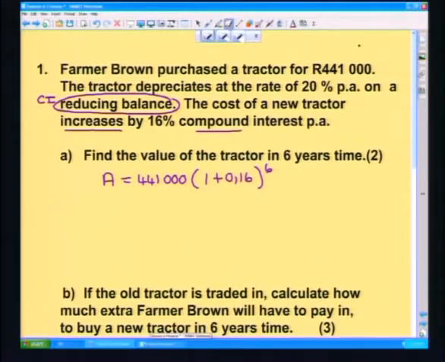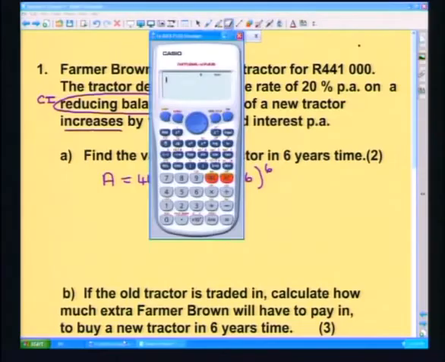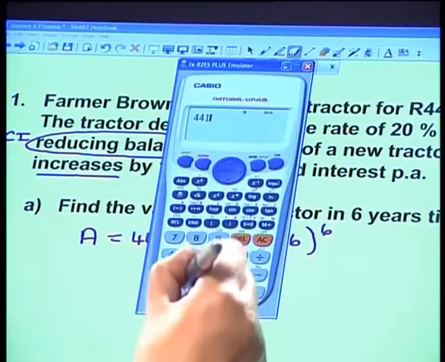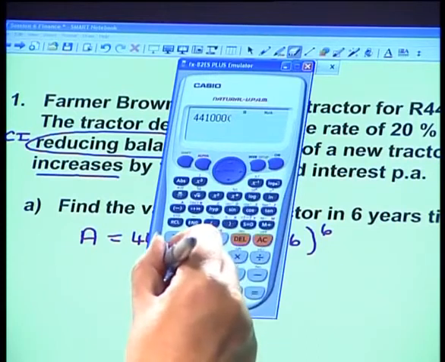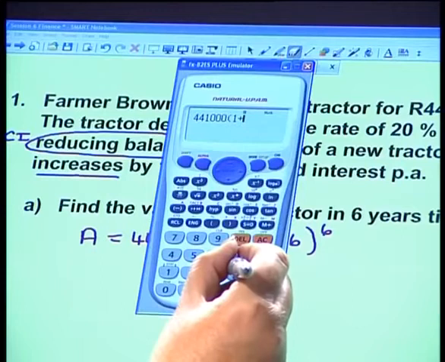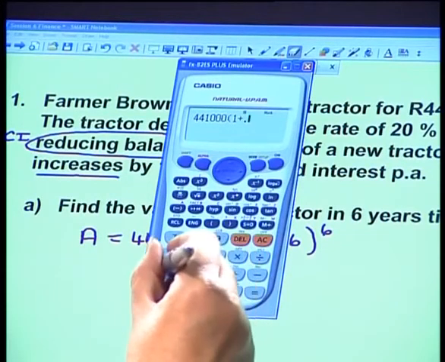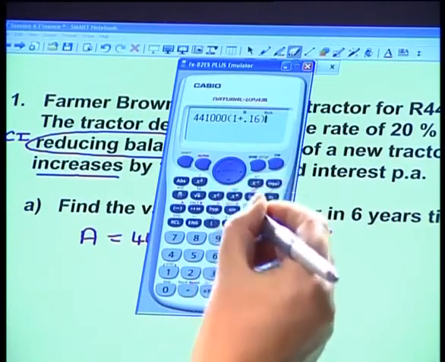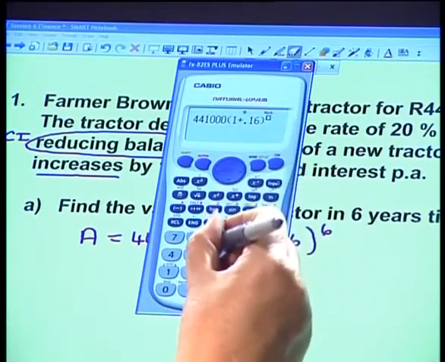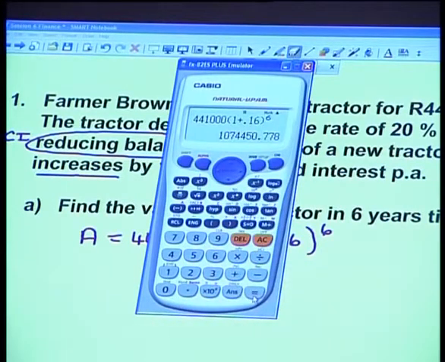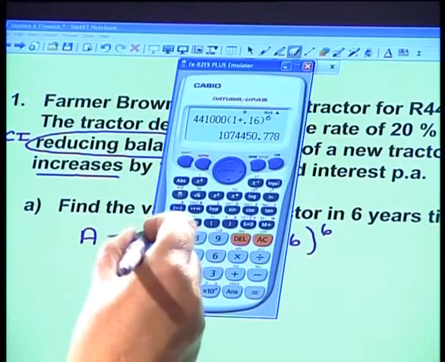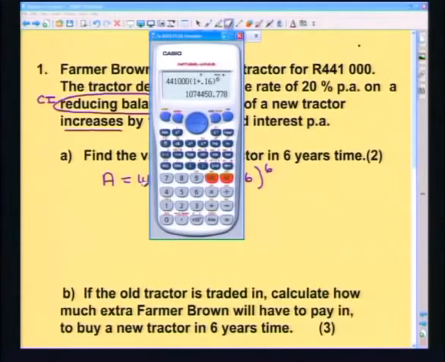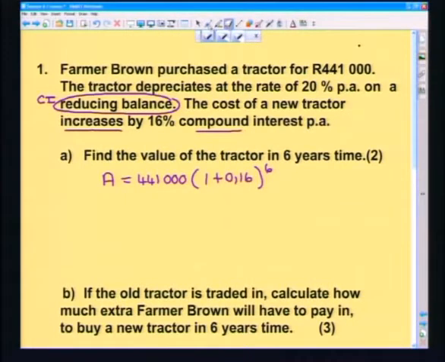And let's pull up our calculator and put in the details. So we have 441,000, open the brackets, 1 plus, and they said it was increasing by 16%, so 0.16, close the brackets. And they say in 6 years' time, so we're going to raise it to the power 6, and we're going to get equals. And there we have the value of the new tractor. Now you can see that that amount is considerably bigger than the amounts that we've had up till now. I mean, you can see that it's really increased from 441,000 to 1 million odd. So you can see that is a huge number. So let's put it in. Oh dear, it does help if one goes back to the pen.